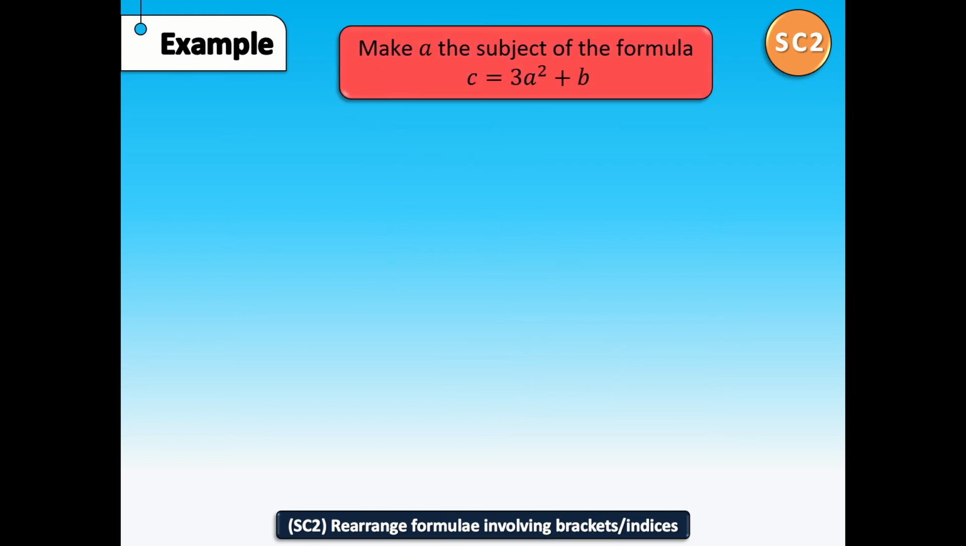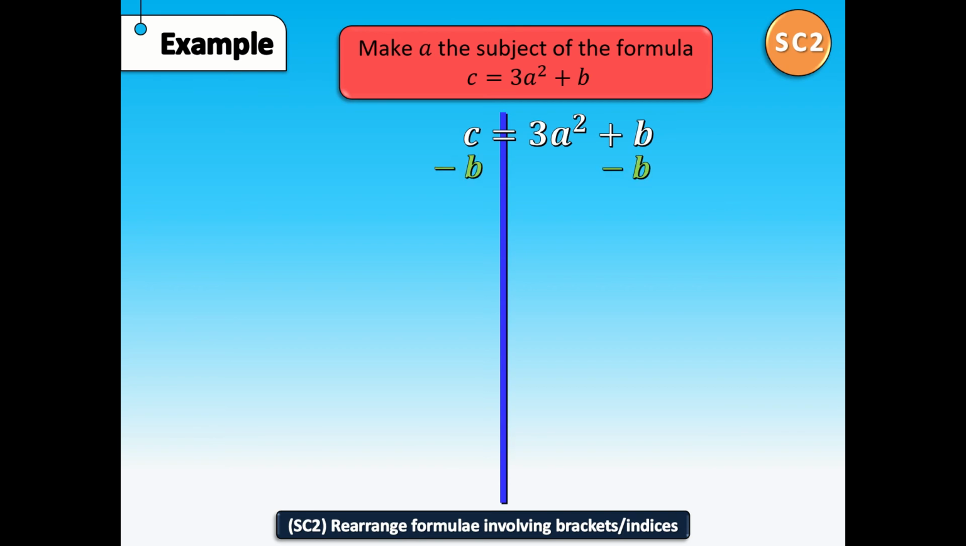Here's another example. We want to make A the subject of the formula C equals 3a squared plus B. So we start by taking B off both sides, which gives us C minus B equals 3a squared. Then we divide both sides by 3. So we get C minus B over 3 equals a squared.